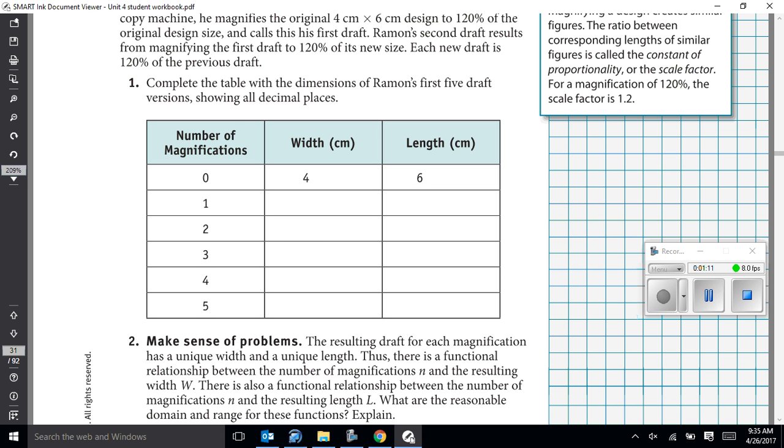So we're going to take 4 and we want to multiply it by 120%. So when we increase it by 120%, we need to convert the percentage to a decimal. So what's 120% as a decimal? 1.2. So each time we're going to increase the dimensions, we're going to magnify them by 1.2. So we're going to multiply. So we're going to take 4 times 1.2.